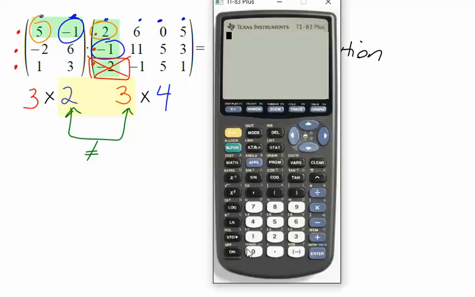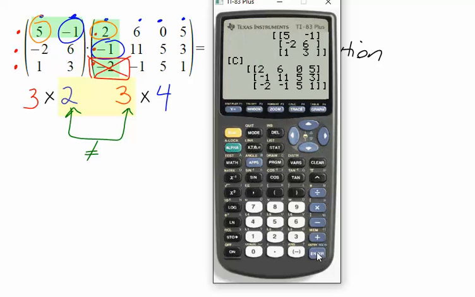Of course, we could verify this on our calculator. So there's this matrix menu. We hit second x minus 1. That brings up the matrix menu. And I've already put these matrices in. I've put the one on the left in as matrix B. I've put the one on the right in as matrix C.